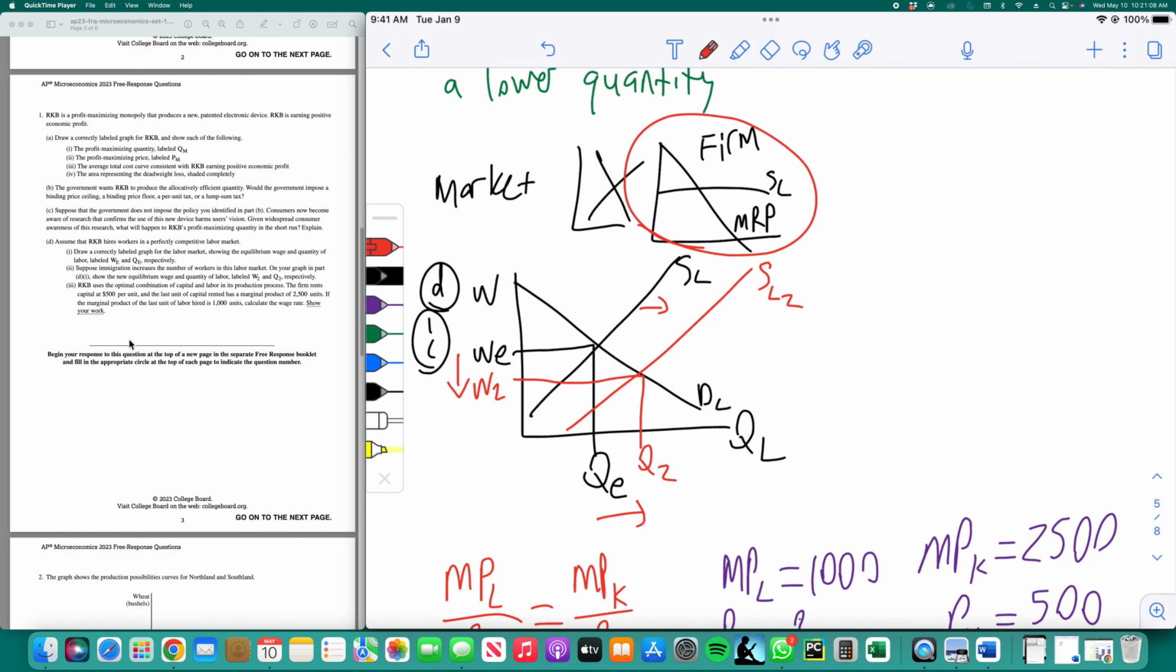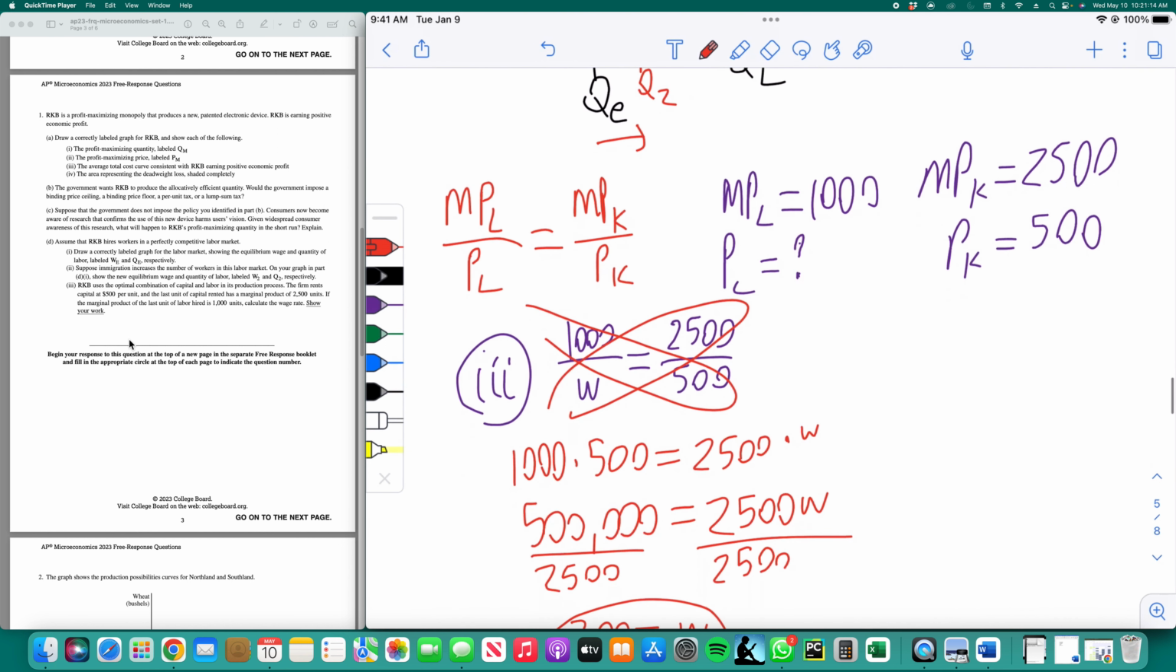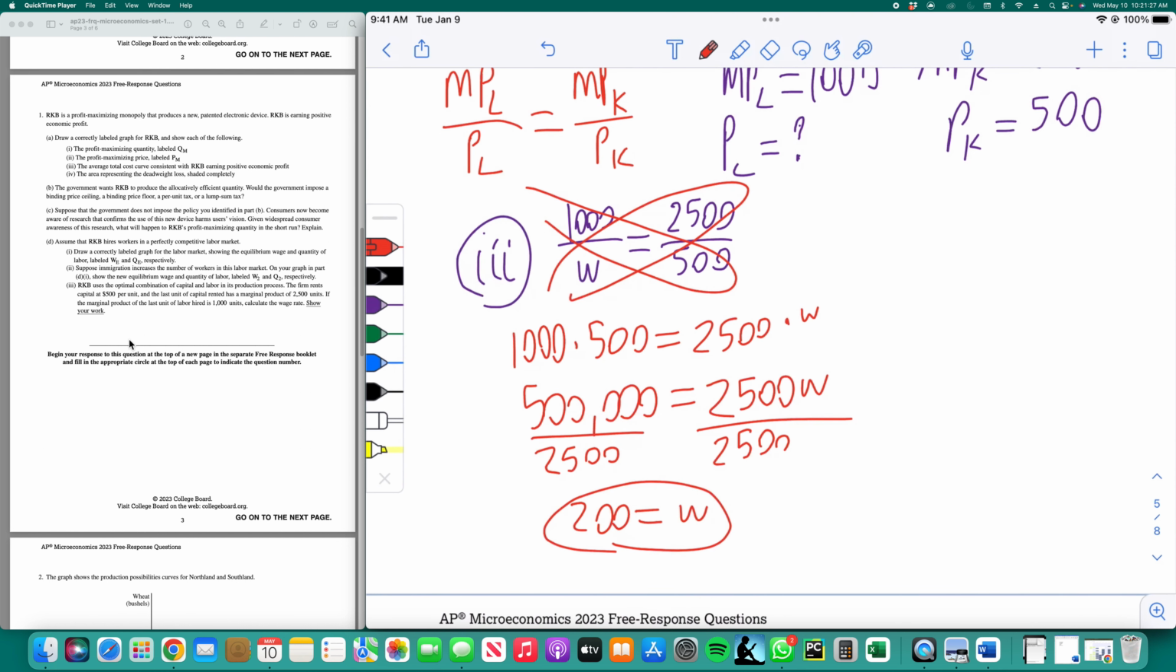And then we had an increase in the supply. So we increased supply to the right, which will lower wage, increase quantity. And then finally, we did the least cost combination, where we had MPL divided by price is equal to the MPK divided by price of capital. We solved for W, because that was the question, and we got 200. So that was everything for question 1.